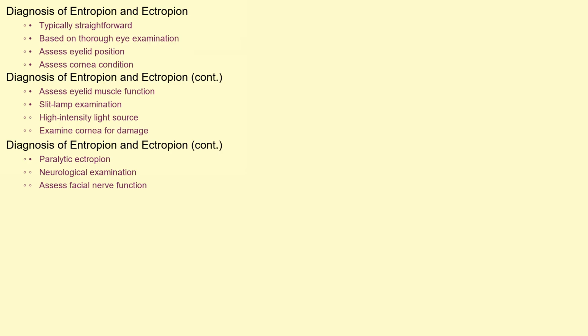Diagnosis of entropion and ectropion is typically straightforward and based on a thorough eye examination. The doctor will assess the position of the eyelids, the condition of the cornea, and the function of the eyelid muscles. A slit lamp examination, which uses a high-intensity light source, may be performed to closely examine the cornea for any damage. In cases of paralytic ectropion, neurological examination might be necessary to assess the facial nerve function.